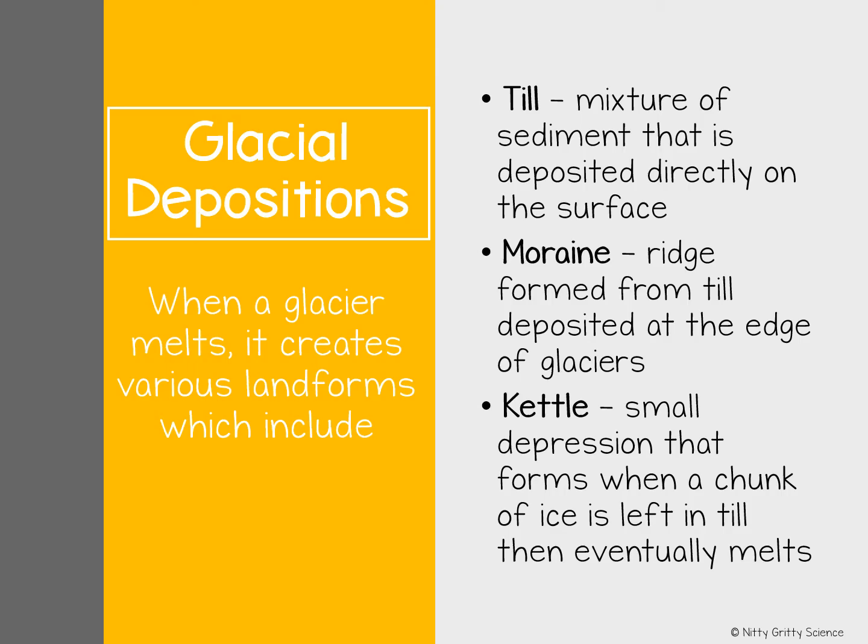Other landforms created by retreating glaciers are called kettles, and this happens when a small depression of land forms where a large chunk of ice has been there for a long time, and then that ice melts, the kettle remains. These kettles will often fill with water, forming small ponds or lakes called kettle lakes.